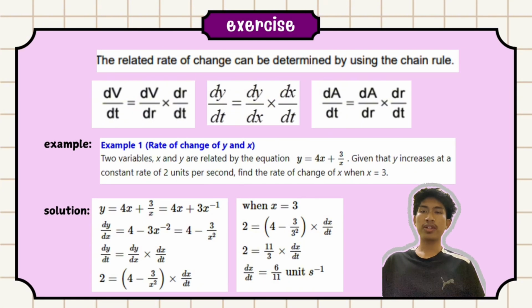So we already found dy over dx, and dy over dt is also given, which is 2. And x is also given, which is x equals 3. So we need to substitute into the equation dy over dt equals dy over dx multiplied by dx over dt. So the equation should be 2 equals 11 over 3 multiplied by dx over dt. The final answer is dx over dt is 6 over 11 units.